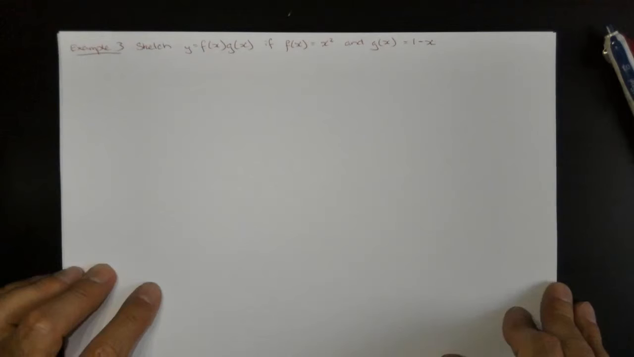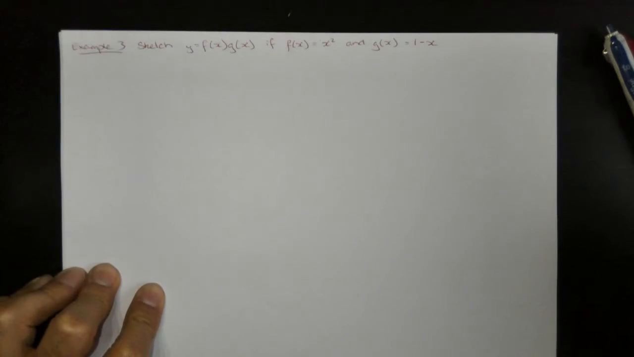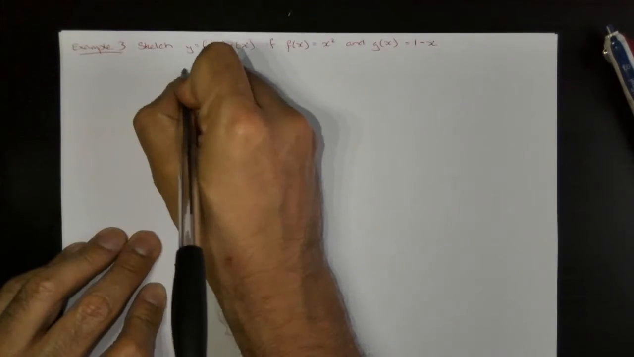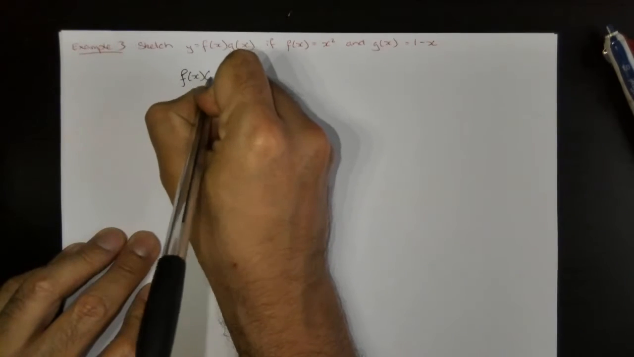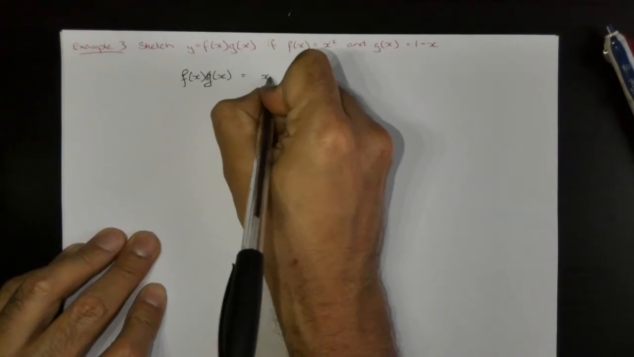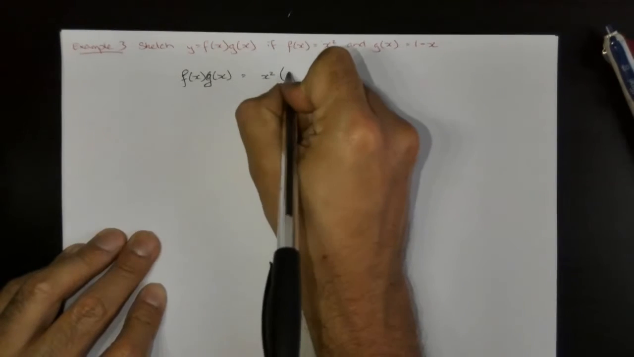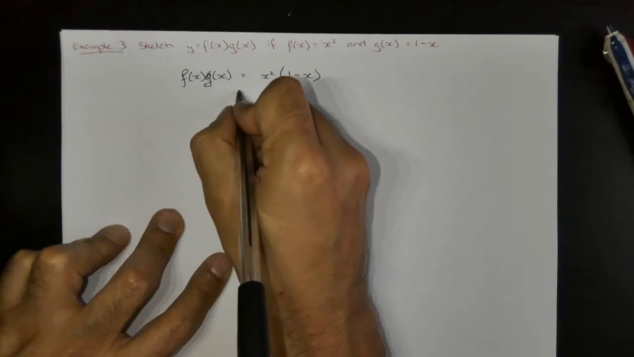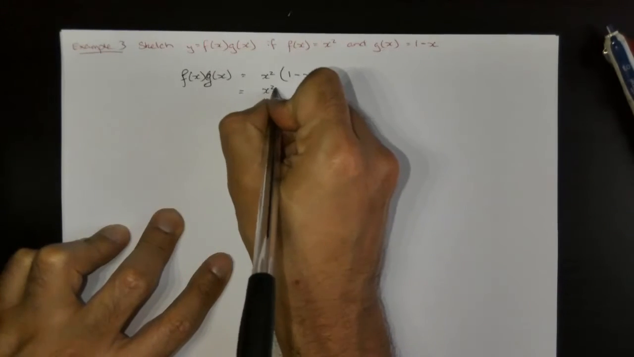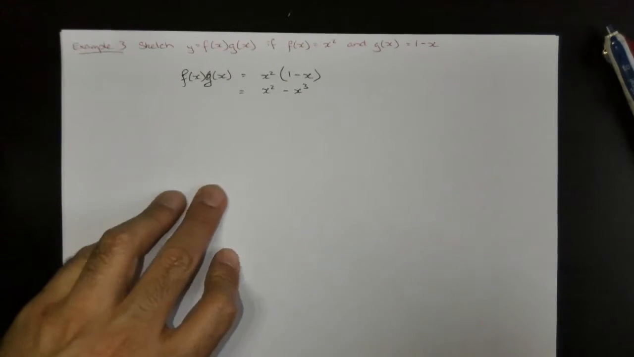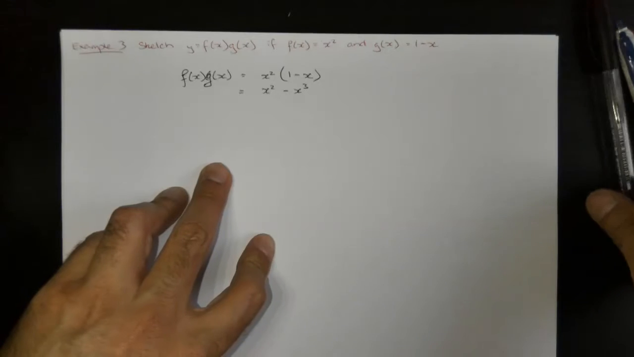Okay, let's do example 3. Let's do a product. Now we have y equals f of x times g of x. So f of x times g of x means we've got x squared times 1 minus x. Okay, so we have x squared minus x cubed. And we want to actually sketch that.